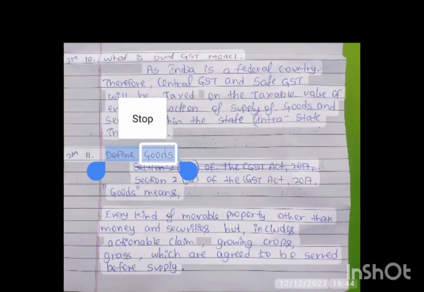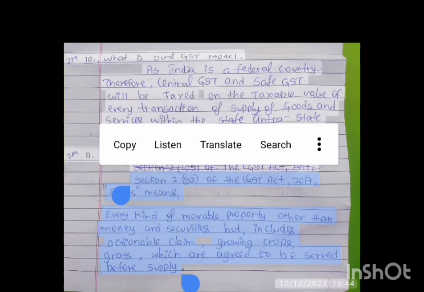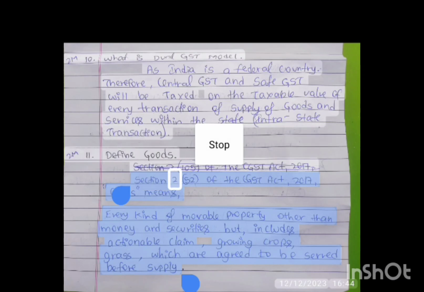Define goods. Section 2(52) of the CGST Act, 2017: goods means every kind of movable property other than money and securities, but includes actionable claim, growing crops, and grass which are agreed to be severed before supply.